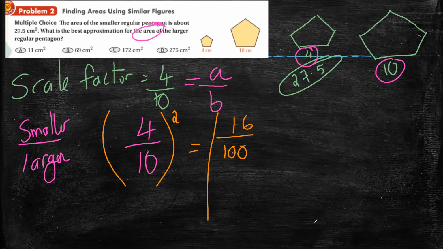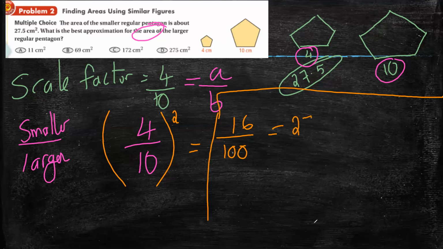This 16/100 is A squared over B squared. This is the ratio of the areas. That helps me to find the unknown area. The first area here, which is given for the smaller one, is 27.5. And for the unknown area, we'll name it X. Is it clear? Teacher, can you repeat this one? Okay.